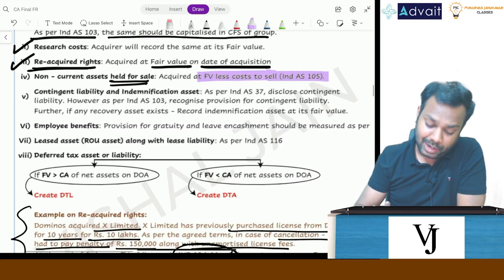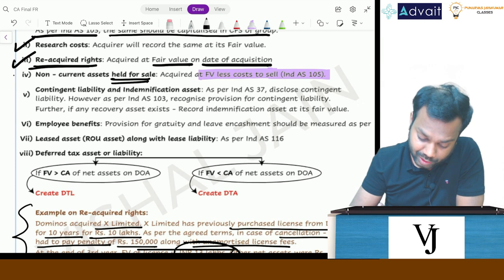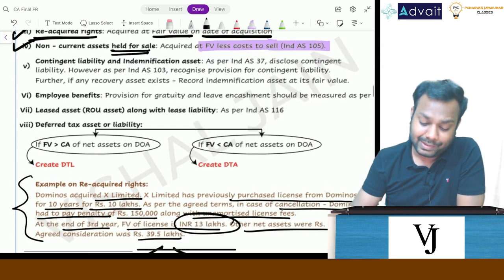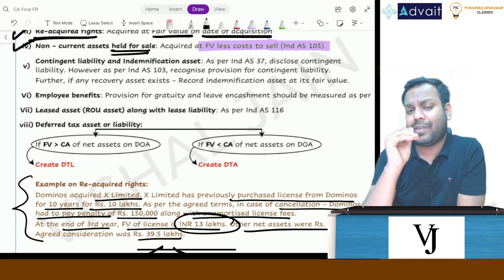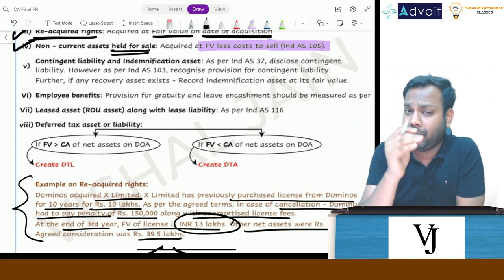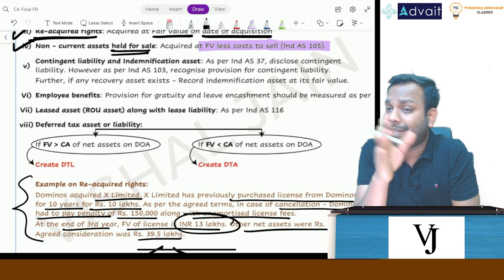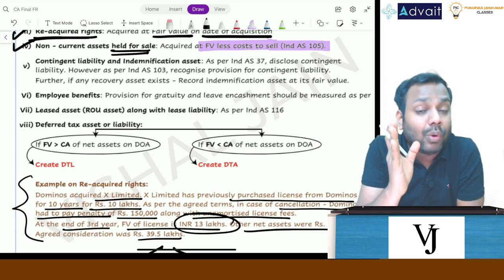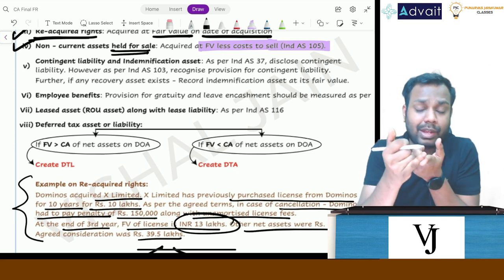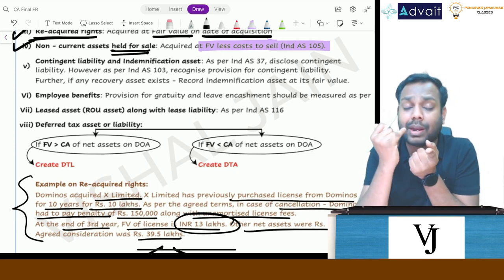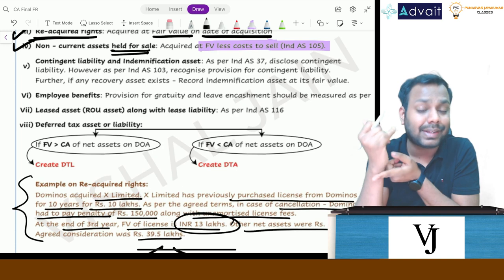Now, similarly, this was again one of the exceptions: contingent liability and indemnification asset. Now tell me, as per Ind AS 37, what is the general rule for a contingent liability? Do we recognize it or do we disclose it? We disclose. We do not recognize any contingent liability. We recognize provision, we recognize liability, but we do not recognize a contingent liability or a contingent asset.